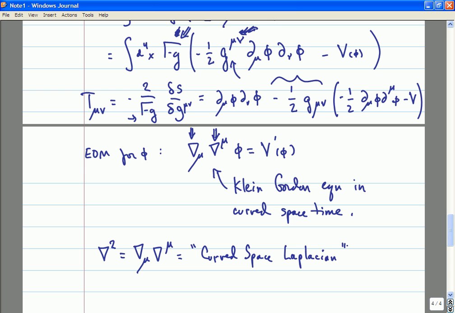Because if you were in flat space-time, this would be the standard Laplace operator, or I guess I should call it the D'Alembertian instead, because we usually call the one with time in it the D'Alembertian, and the one in spatial directions the Laplacian. Often we're a little sloppy with our language, and we just call all of them Laplacians. And this operator that I've written here, which appears in the Klein-Gordon equation, is the curved space generalization of the Laplacian.